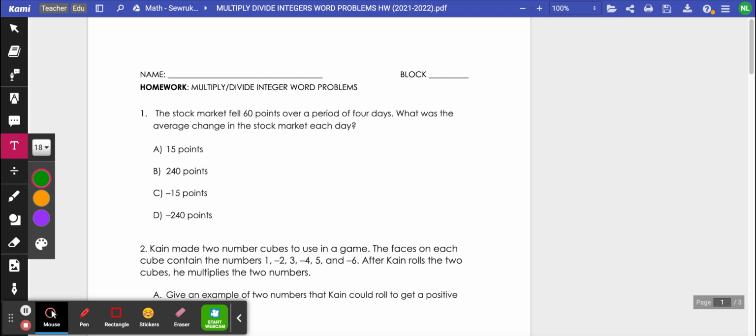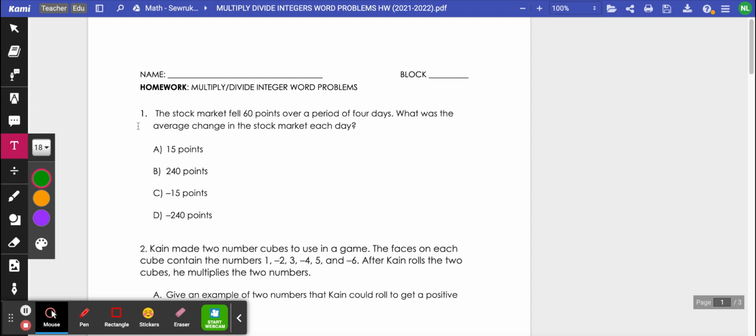This homework was assigned on October 18th. It is actually a pink worksheet that you were given in math. So I'm going to read you the questions and help you identify some keywords or concepts that you'll need to know to solve the problems.